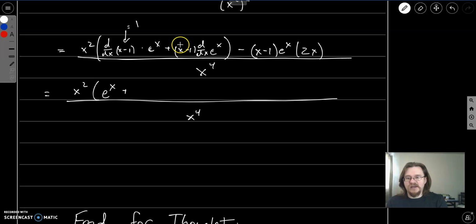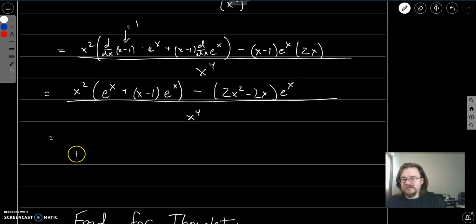And then we're going to add x minus 1 times the derivative of e to the x, which is just e to the x. And then we'll subtract this guy. So I'm going to distribute the x squared. So that will be 2x squared minus 2x times e to the x.